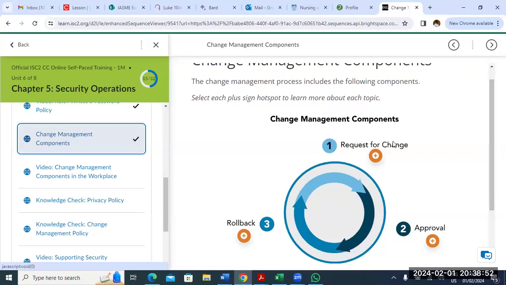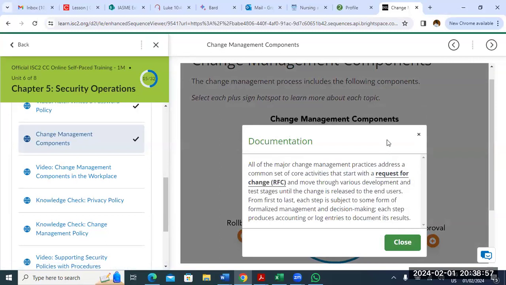What is it all about? Request for change. All of the major change management practices are just a common set of core activities that start with a request for change, RFC, and move through various development and test stages until the change is released to the end user. From first to last, each step is subject to some form of formalized management and decision making. Each step produces accounting or log entries to document the results.